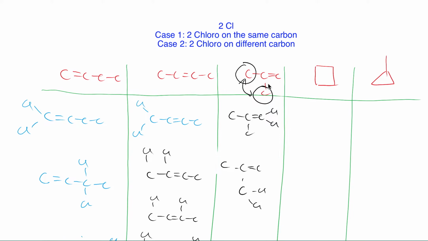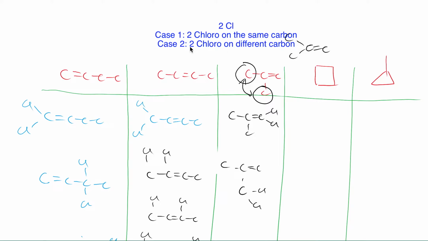And then this compound. Because you can draw it like this, you can see these 2 carbons are the same. And then the middle carbon is already full with 4 bonds, so you can't put anything there. So there are only 2 situations if you put the 2 chlorines on the same carbon.